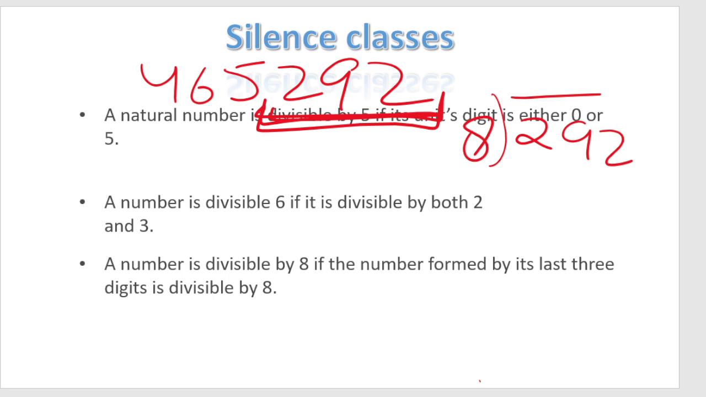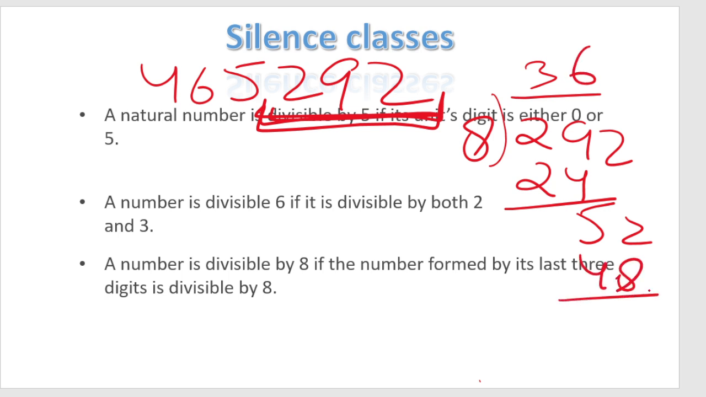292 divided by 8. 8 times 4 is 32, 8 times 3 is 24, 8 times 5 is 40, 8 times 6 is 48, and 4 is left. This means 292 is not divisible by 8. So we can say that the number is not divisible by 8.